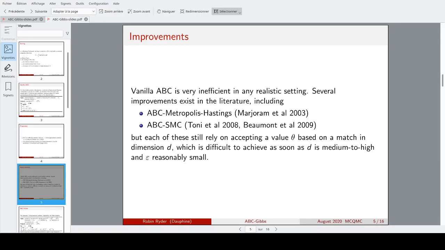But neither of these is going to be very efficient as soon as d is quite high. The reason for this is that, well, you're now comparing a summary statistic of dimension d between your simulated data and your observed data, and it's going to be very difficult to come within a small distance epsilon of the true data as soon as d is quite large. So these work well in small dimension and not well in medium to high dimension.